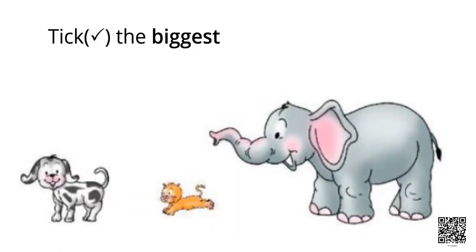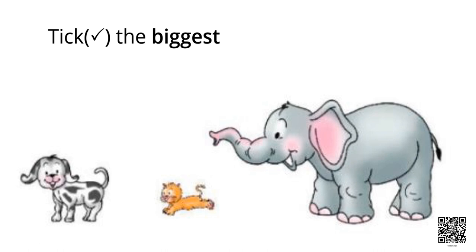Now look at these three pictures of animals. See? Here we have a dog and a tiny kitten and a big elephant. See? Can you see these three pictures? Okay, now your task is to tell me which is the biggest of all three animals here in the picture?